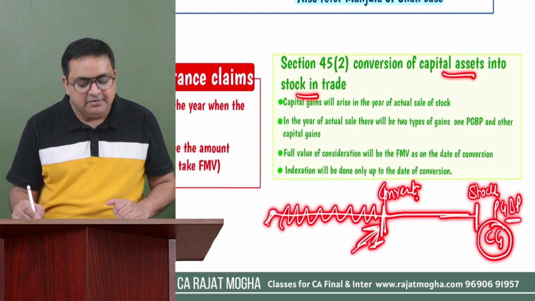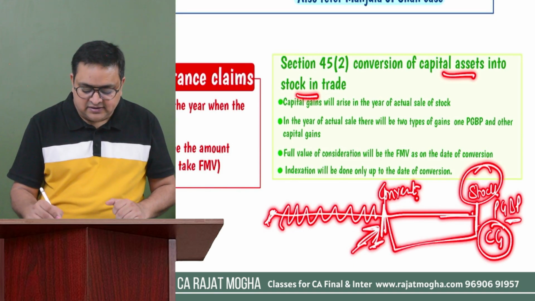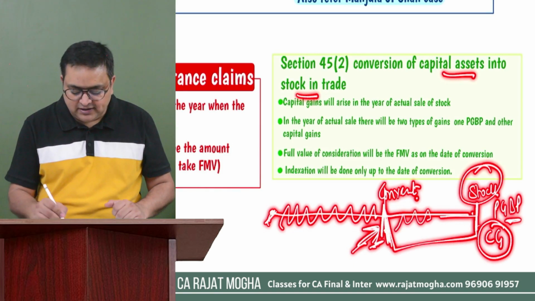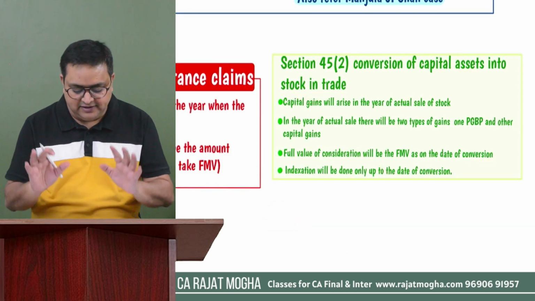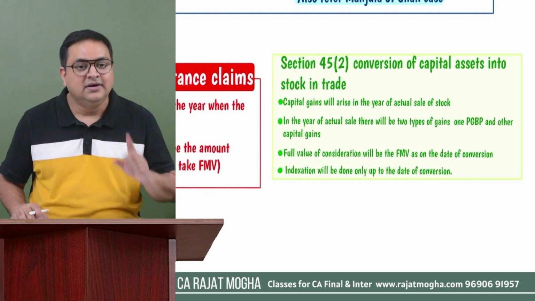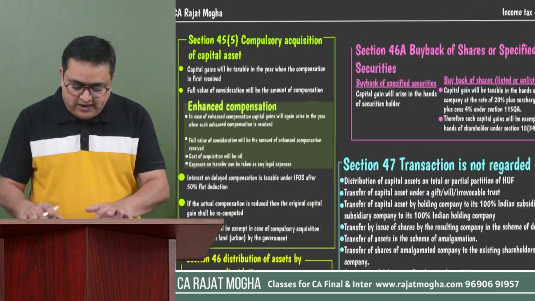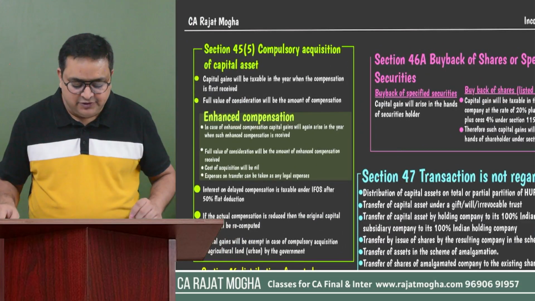And how would PGBP be computed? Whatever is the selling price, deduct the fair market value. Up to this point, there would be capital gain. After that, it would be PGBP. And you know how you will be calculating this. This is an important provision, 45(2). Again, an important section, and generally the examiner asks you on this point.